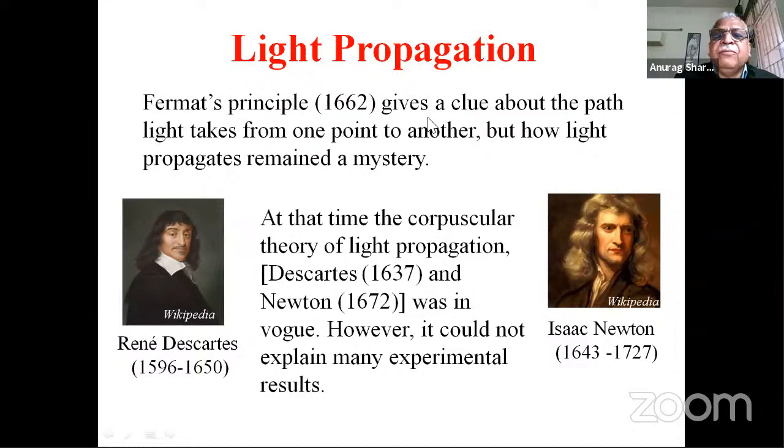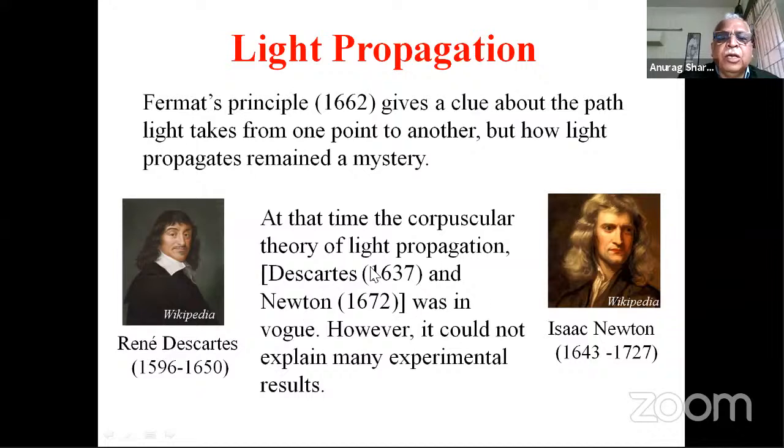Fermat's principle gives the clue about the path the light takes from one point to another. But how light propagates remains still a mystery. At that time, the corpuscular theory of light propagation, which was started by Descartes in 1637 and expounded by Newton to a great length in 1672, was in vogue. And Newton was a big man. It was difficult to oppose him also.